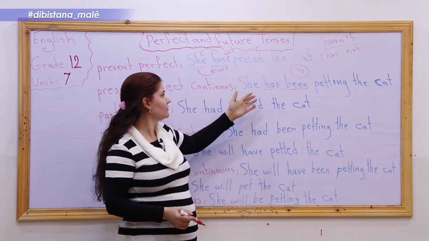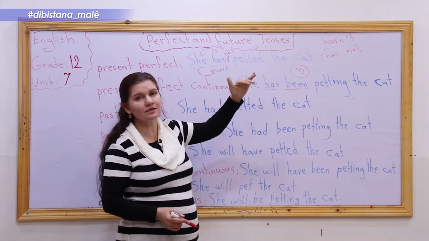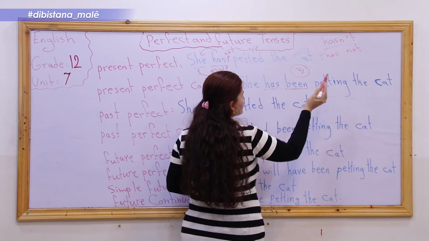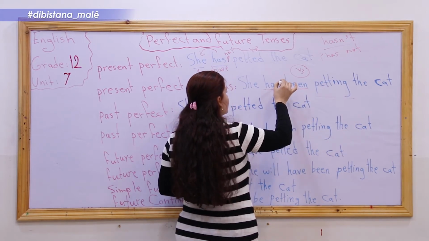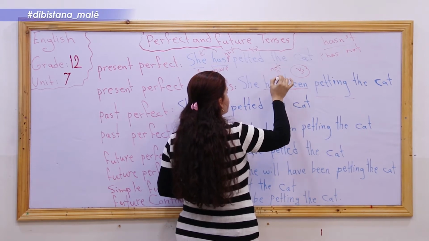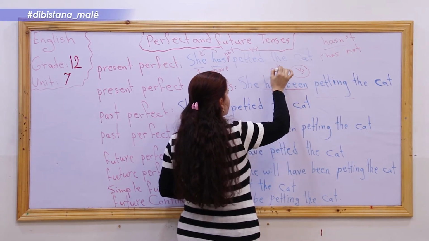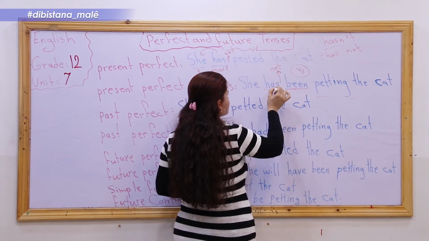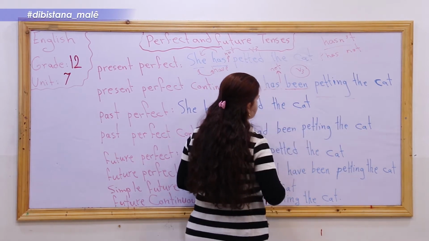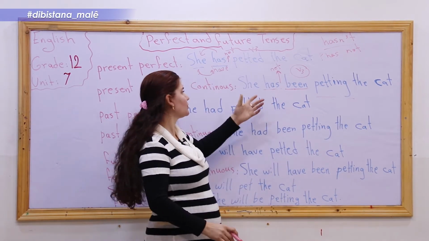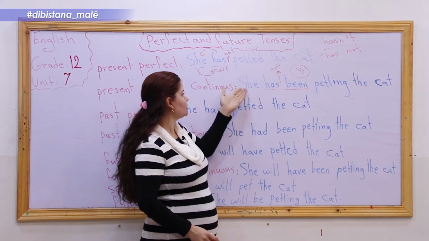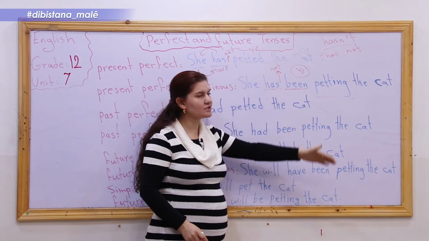So what about negative? How can I change these sentences into a negative sentence? Again, we have three verbs here. We choose the first one, the auxiliary verb, which is has, and we put not with it. She has not been painting the cat. And for a question, we just replace the first auxiliary verb with the subject. It becomes: Has she been painting the cat?